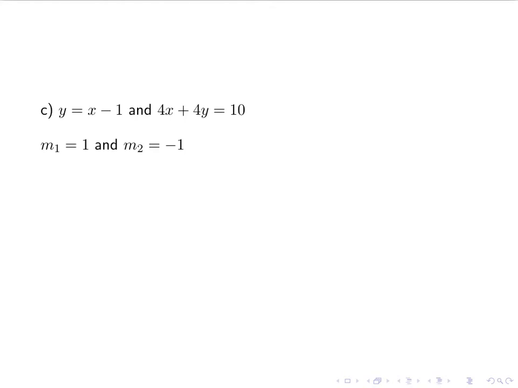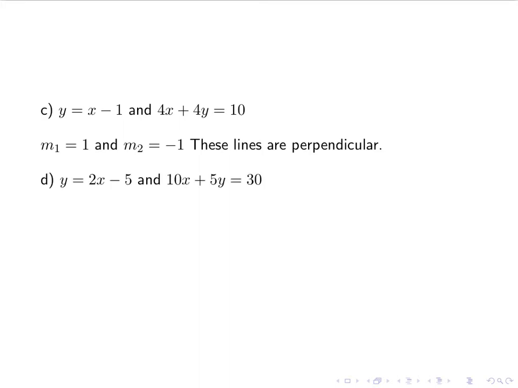So again, the next thing we do is ask ourselves, are these two numbers equal? No. And then we look at, are they negative reciprocals of each other? So 1 and negative 1 are opposite signs. And remember that 1 is 1 over 1, and when I flip it, I still get 1 over 1. So they are negative reciprocals of each other, which means that the lines are in fact perpendicular.